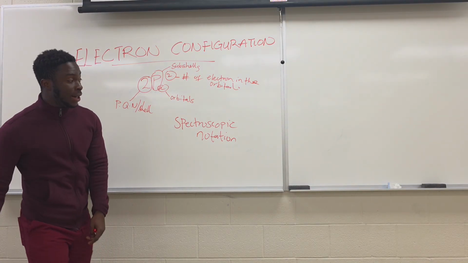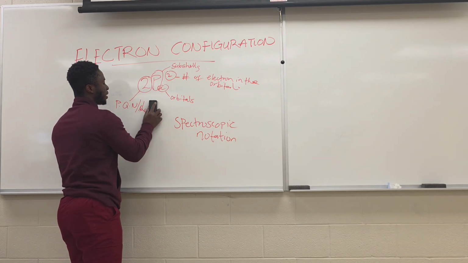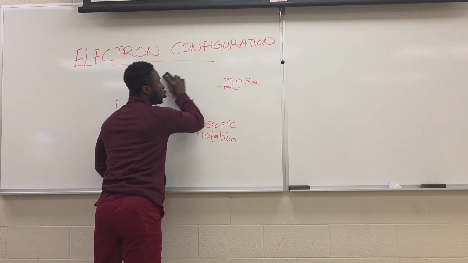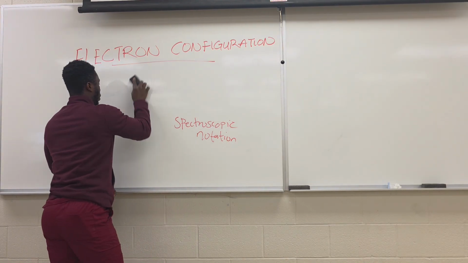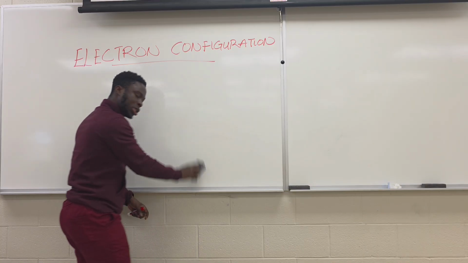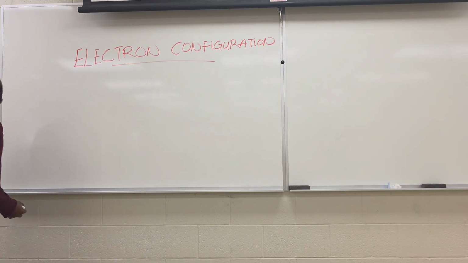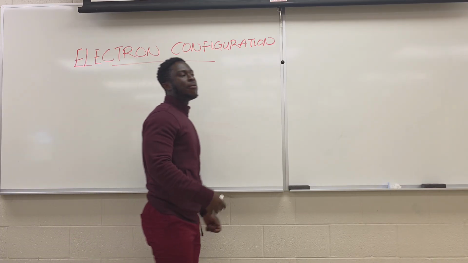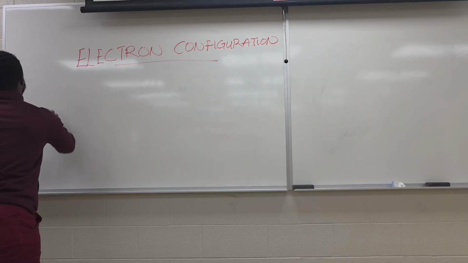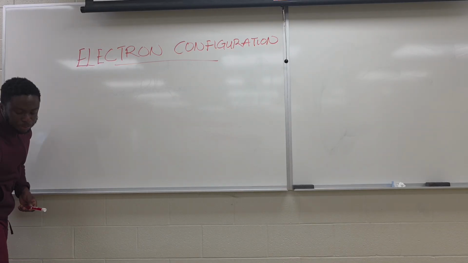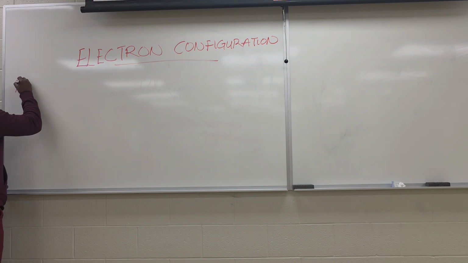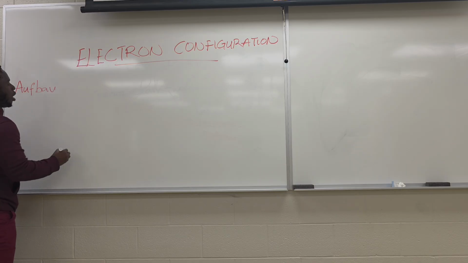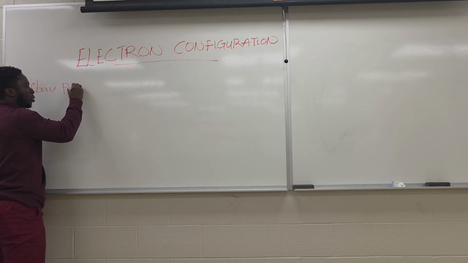Now, as I said earlier, there were 3 scientists whose work stayed and who made the rules for how we write these address. The first one is what we call Aufbau. So the Aufbau principle.